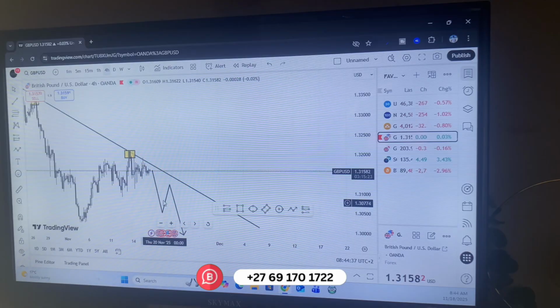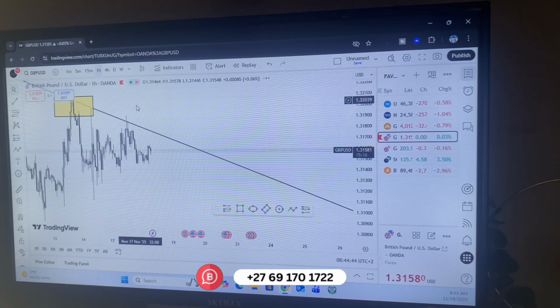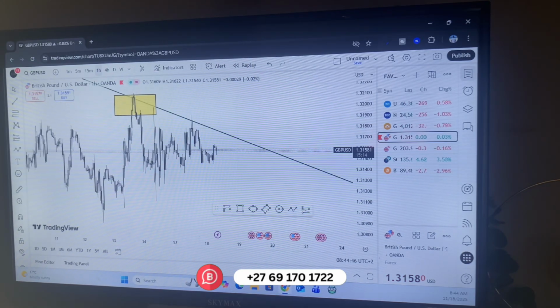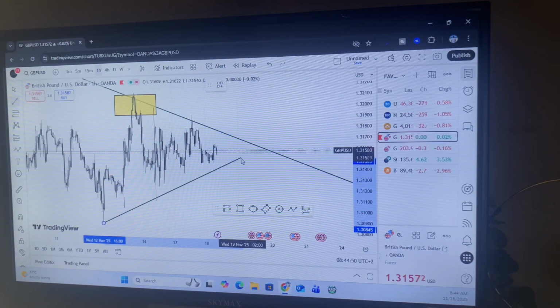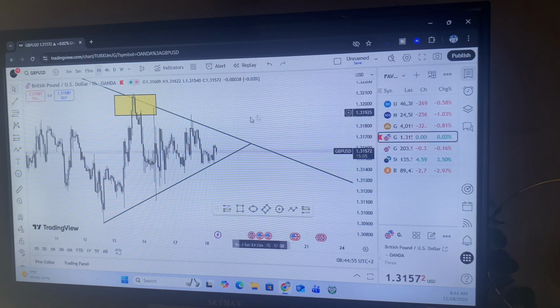So since we are now expecting a sell, what we want to do is zoom in to the 1 hour time frame. On a 1 hour time frame, we want to identify a small trend line here. Something like this is fine.